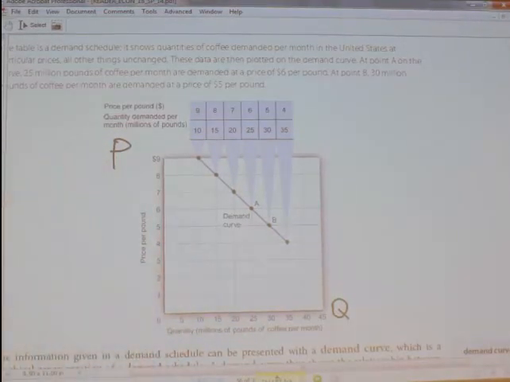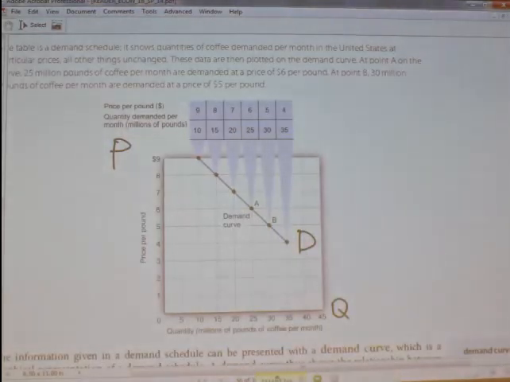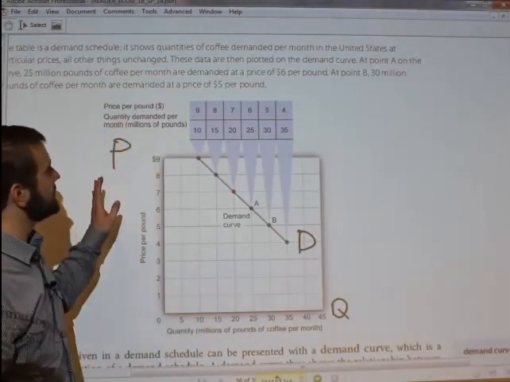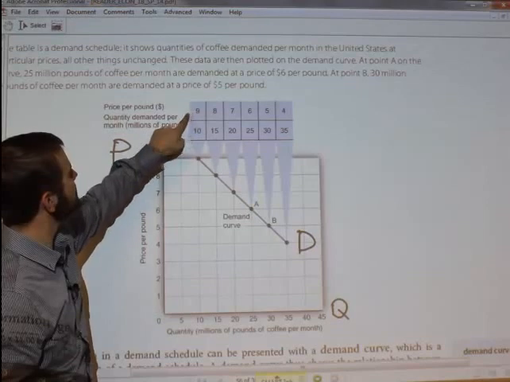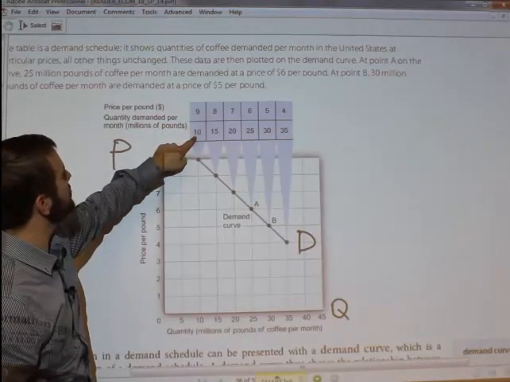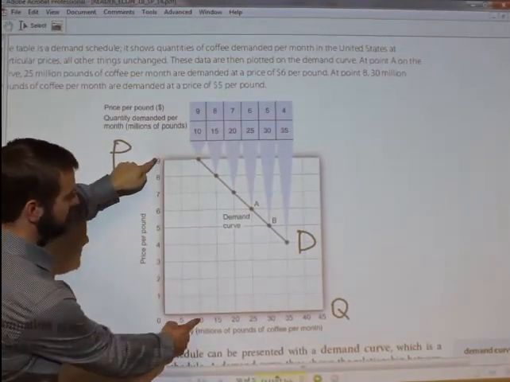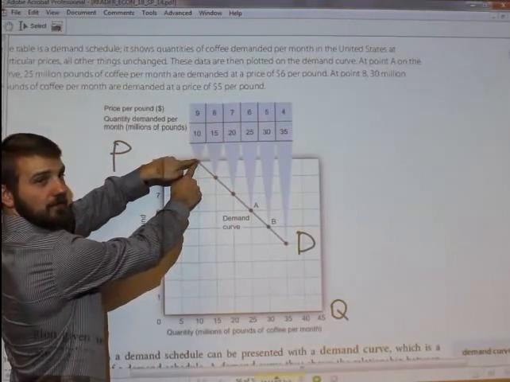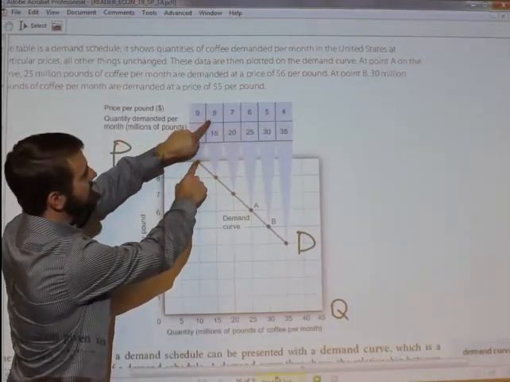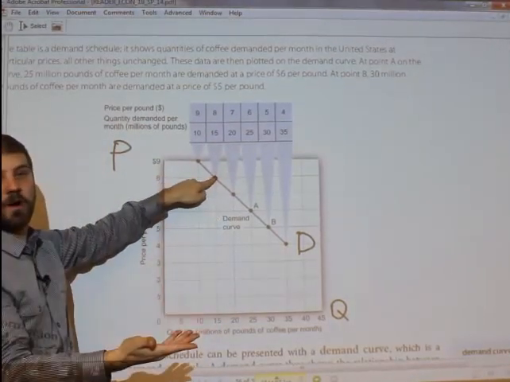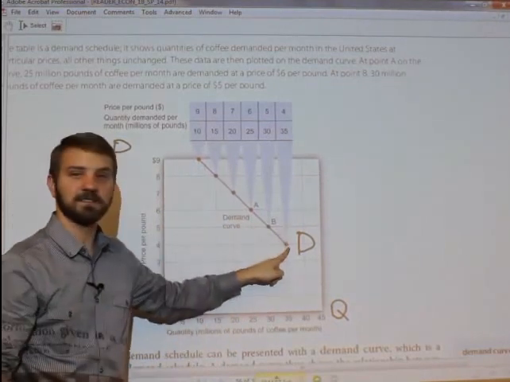We'll talk about this in a second. But let me give you one trick to remember. You can label the curve D and associate D not only with demand, but also downward. Okay? So let's plot this. So at a price of $9, consumers want to purchase 10 million pounds of coffee. So we find $9 and 10 million pounds of coffee, and we draw a dot there. Then we take the next point, $8 and 15. So find 8, find 15, draw the point. And so on. You can draw all these points and then connect the lines.